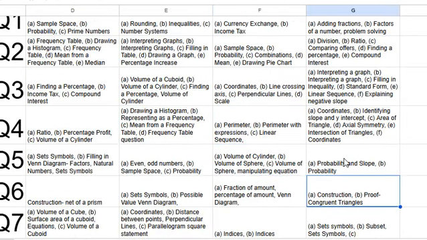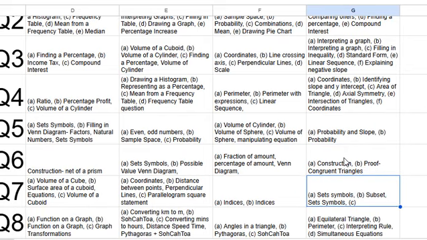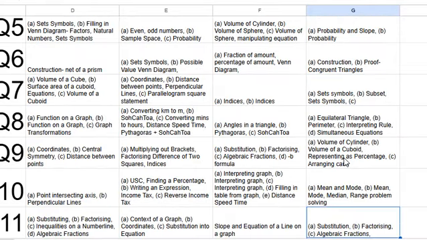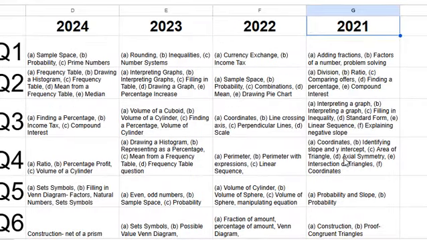And then in question 7 there in 2021, set symbols again. You have to know what those symbols mean. So what I mean by that is the intersecting and union, complement, A less B, cardinal number, those ones. So just knowing the difference between them and being able to do them where there's 3 sets in a Venn diagram as well.